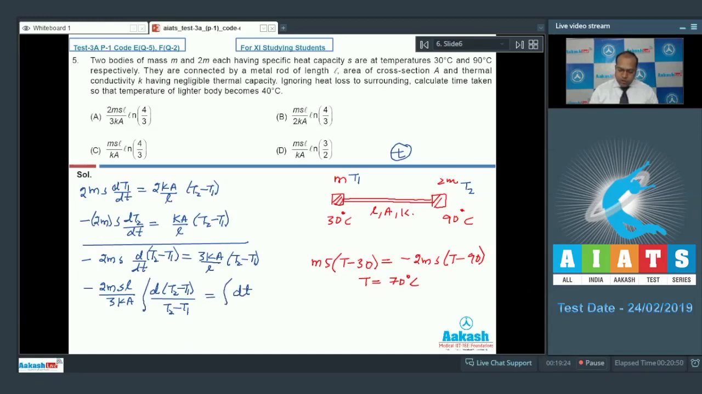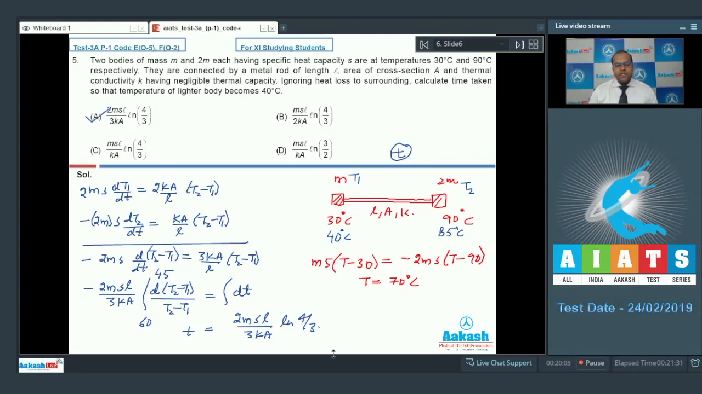So at t equal to 0, the temperature difference between these two objects is 60 degrees Celsius, and at time t, when its temperature reaches 40 degrees Celsius, then from this equation we can find the temperature of this body. It comes out to be 85 degrees Celsius. So the temperature difference between them is 45 degrees Celsius. If I solve this equation, then the value of t comes out to be 2 m s L divided by 3 K A ln 4 by 3. So option A is the correct answer.